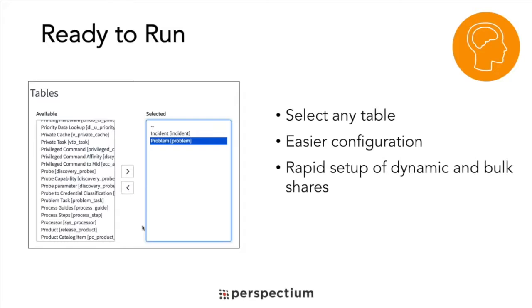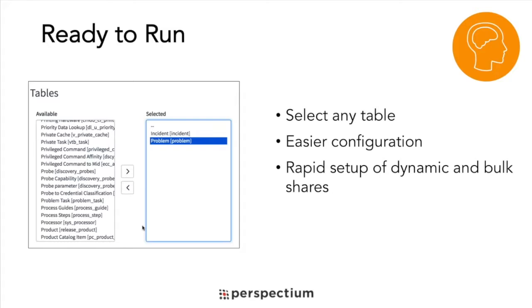When we first introduced this idea, it was really just working on the incident table, but in Carbon, we've extended that to allow you to choose any table in the system and rapidly generate dynamic and bulk shares. Paul, anything to add to that?